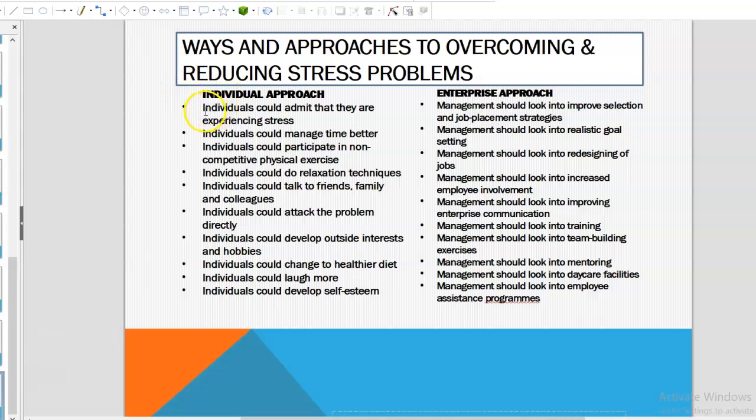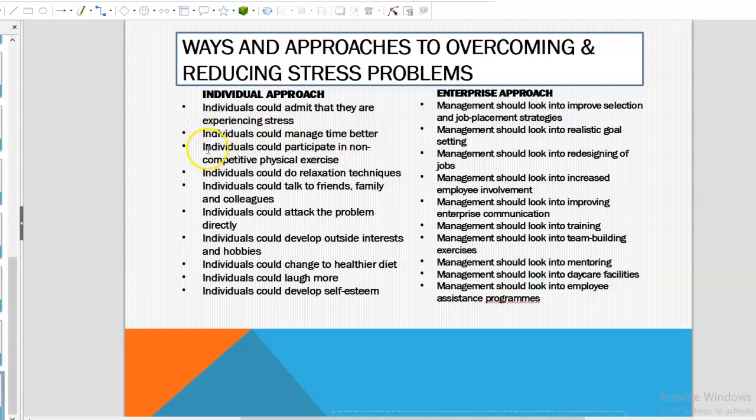So individuals, let's start with them. Individuals could admit that they are experiencing stress. Not admission, sorry for that. Admitting is the first step to overcoming. Then second one, individuals could manage time better. We are most stressed when we are working under pressure and we don't have time. Like for you as students, you like to study under pressure a lot.